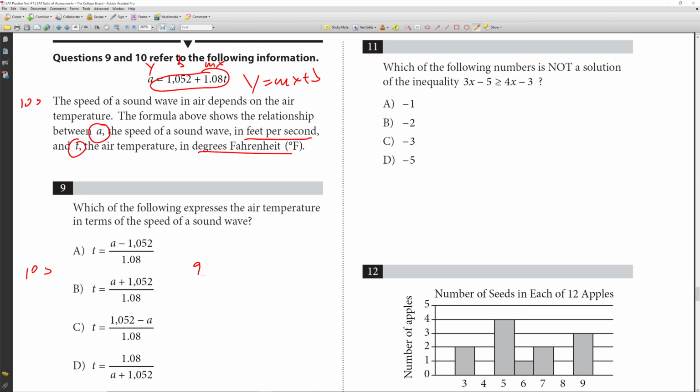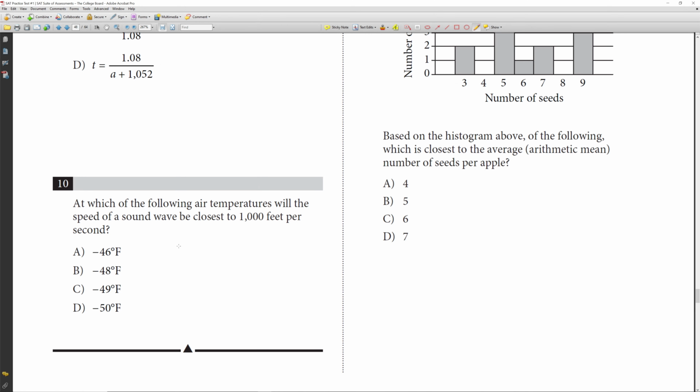So I have a is equal to 1052 plus 1.08 T. I need to get T by itself, so I move 1052 to the other side and divide by 1.08. The answer is this. The one that comes close is A. And boom.